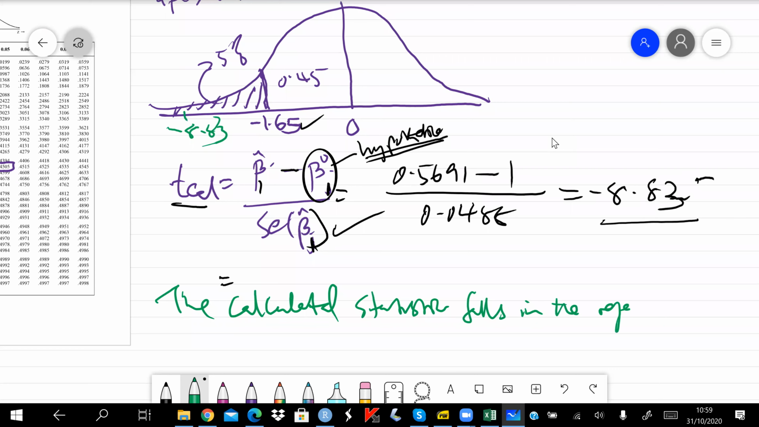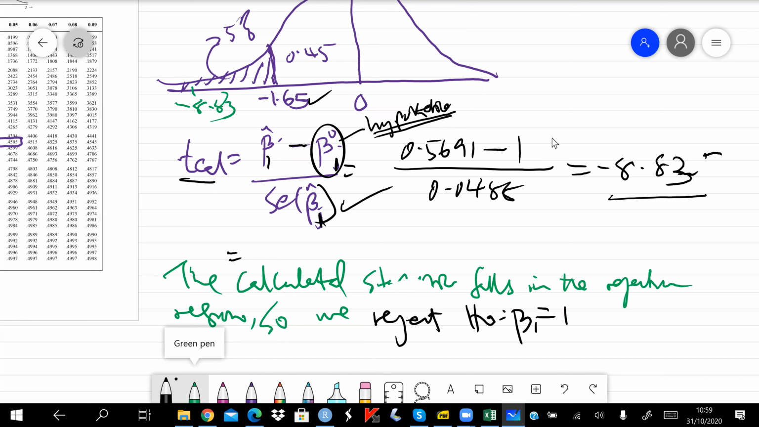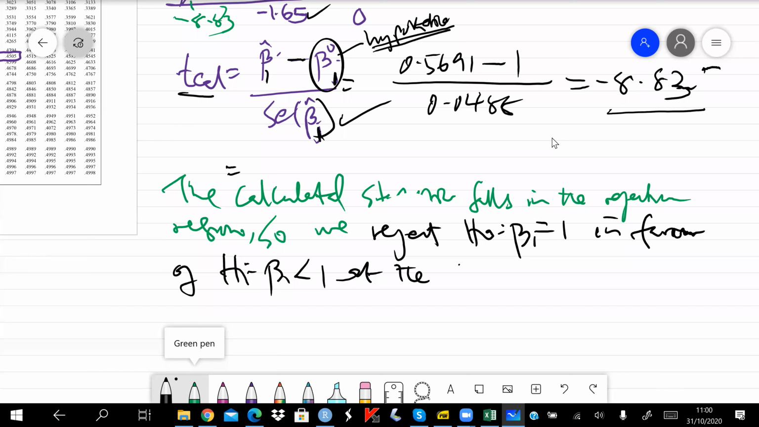So the calculated statistic falls in the rejection region. So we conclude that we reject the null hypothesis. We reject H naught that beta 1 is equal to 1, in favor of H1 that it is less than 1, at the 5% level of significance, and so on and so forth.